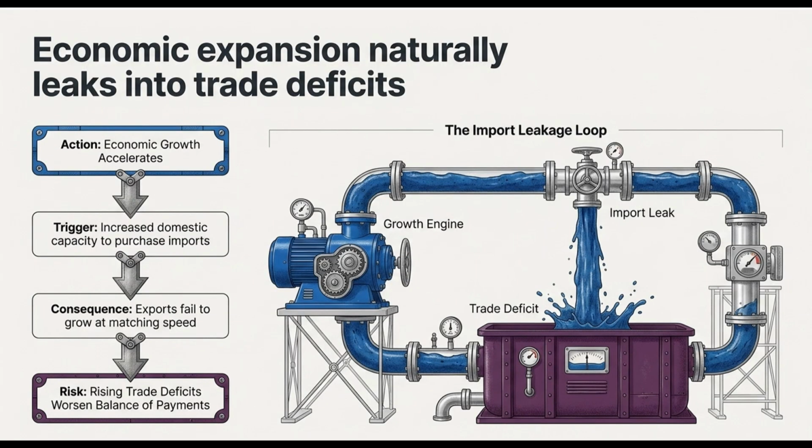Now let's see growth and trade deficit. So economic expansion often increases imports. As people earn more income, they buy more goods, including products from other countries, right? So if imports rise faster than exports, a trade deficit will develop. This can weaken the balance of payments and create dependence on foreign goods. So what was the action here? Economic growth accelerates, and it will increase the domestic capacity to purchase imports.